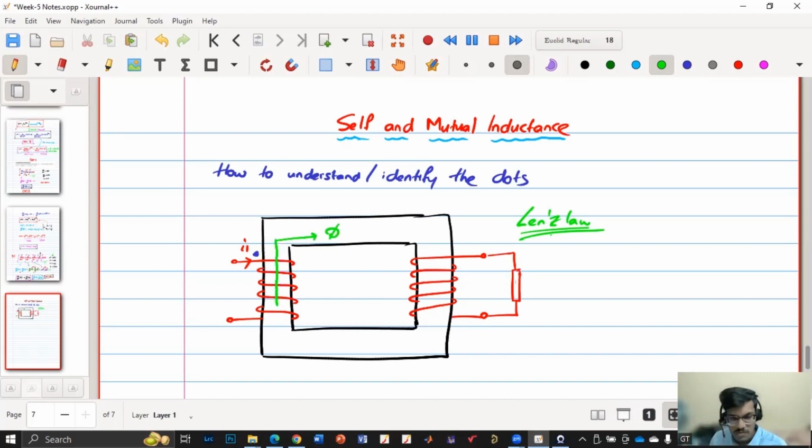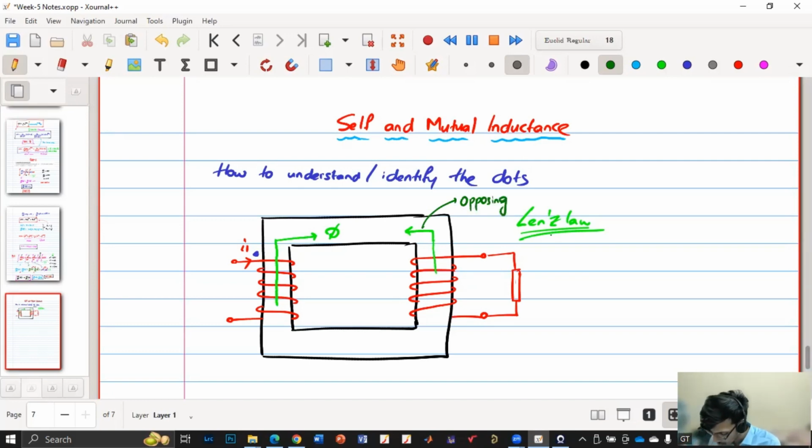Now the polarity here is in such a way that it should oppose this flux, right? So here also it should be in this way. So it is opposing, right? So this is opposing.